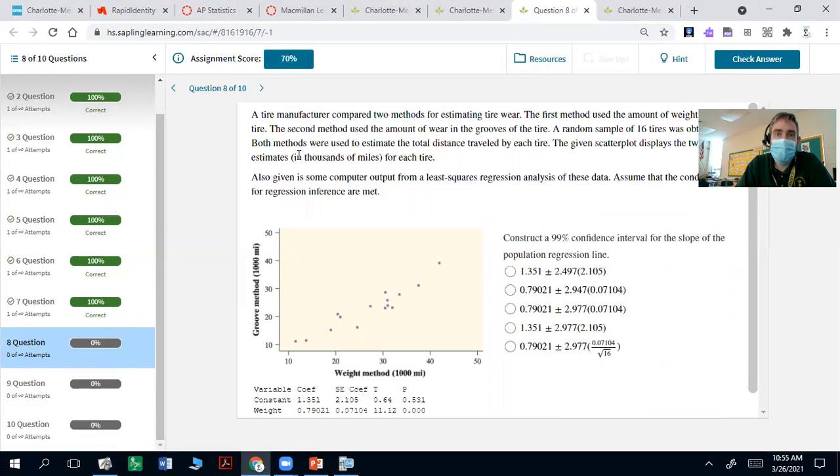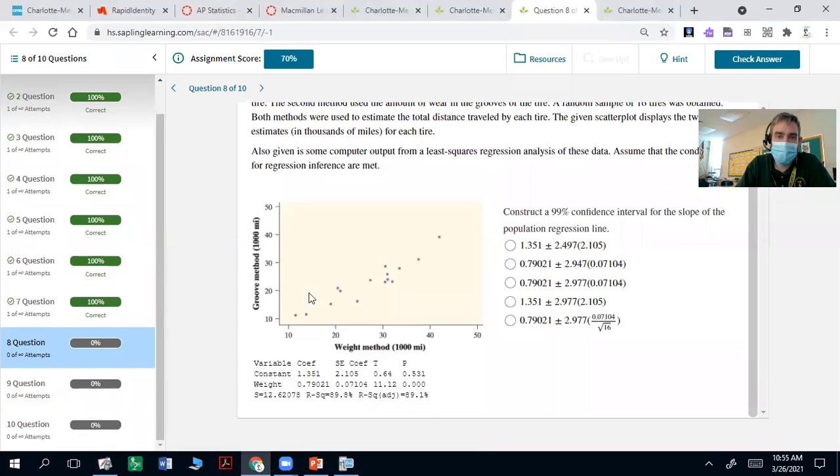So this question: a tire manufacturer compared 2 methods for estimating tire wear. The first method used the amount of weight lost by a tire. The second method used an amount of wear in the grooves of the tire. A random sample of 16 tires was obtained. Both methods were used to estimate the total distance traveled by each tire. The given scatter plot displays the 2 estimates in thousands of miles for each tire, so the weight method versus the groove method. Also given is some computer output for a least squares regression analysis. So all the work's been done for us.